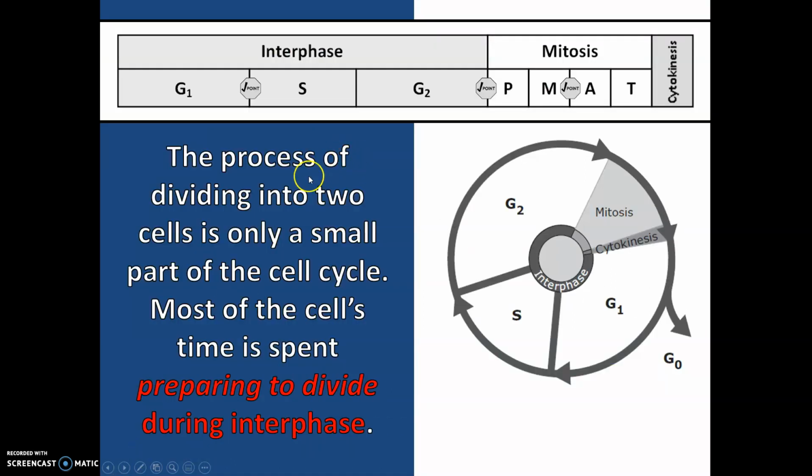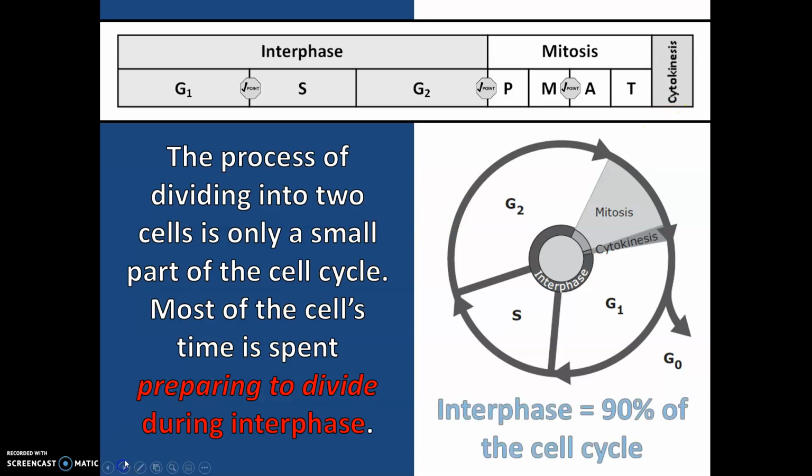So the process of dividing into 2 cells is only a small part of the cell cycle. Most of the cell's time is spent preparing to divide during interphase. So during interphase, like we read in our reading, we have G1 phase, S phase, and G2. Then we have mitosis, which is broken down into 4 different phases or stages. And then we have cytokinesis, which is at the end where the cell splits in 2. And 90% of the cell cycle will be happening in interphase.